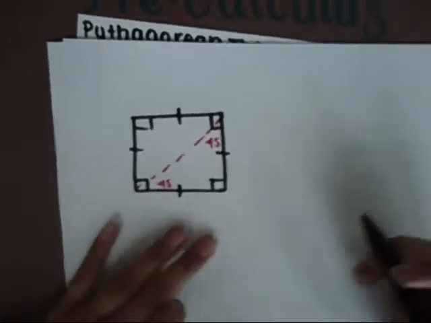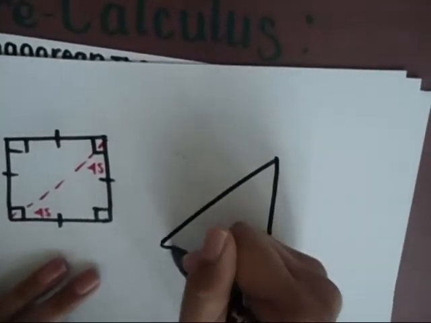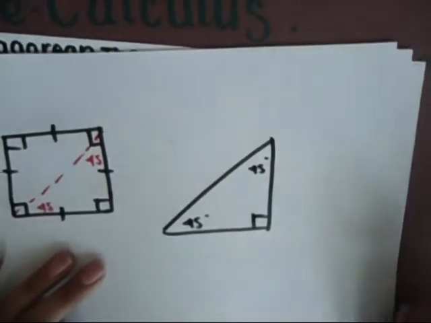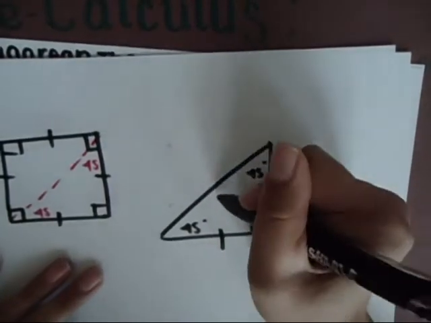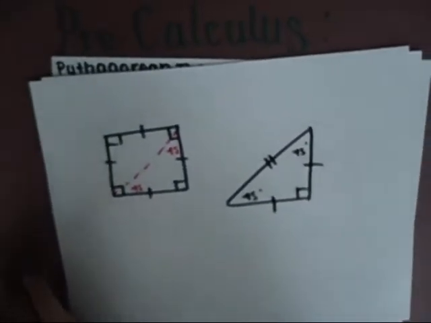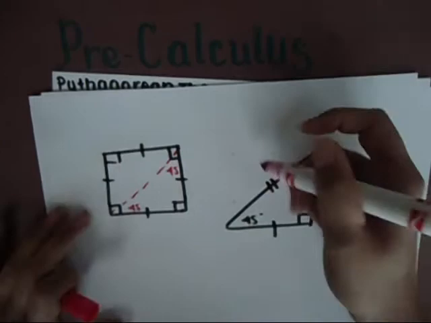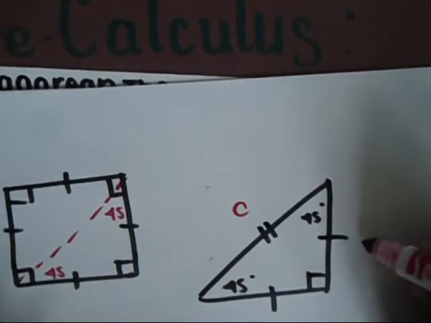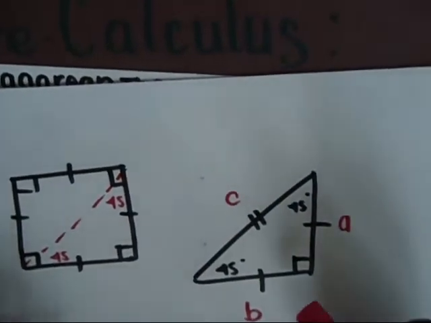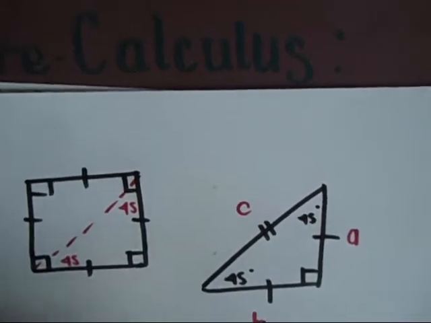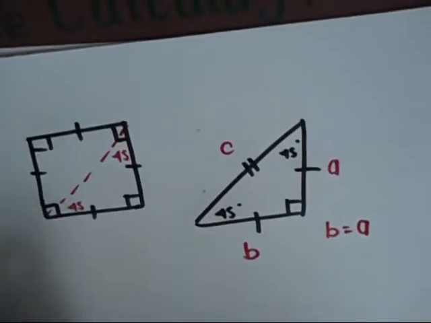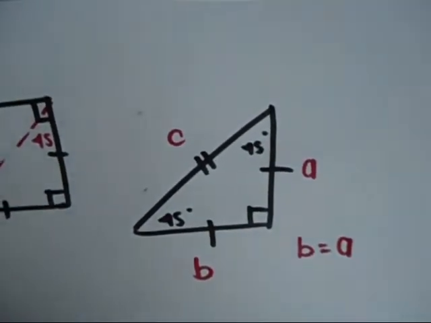Okay, let's make a bigger version right here. So these sides are the same. And then we have the diagonal from the square. So C is always going to be the hypotenuse, and then you have A and B as your legs. So these are all the same length, so B equals A. So let's say if A equals 1, then B equals 1 as well.